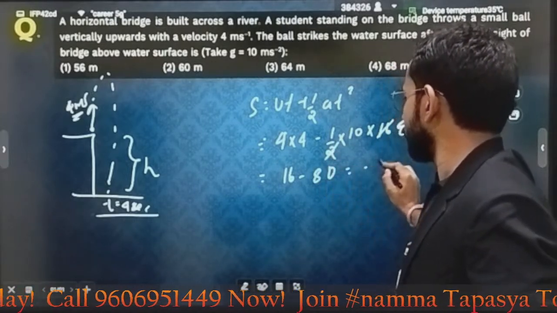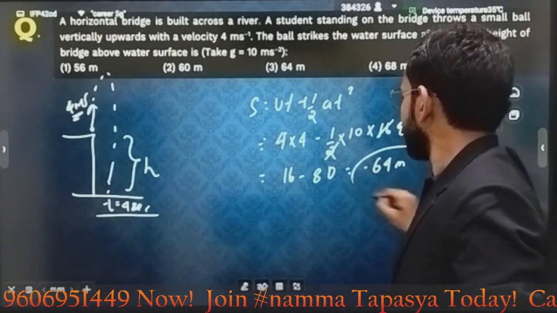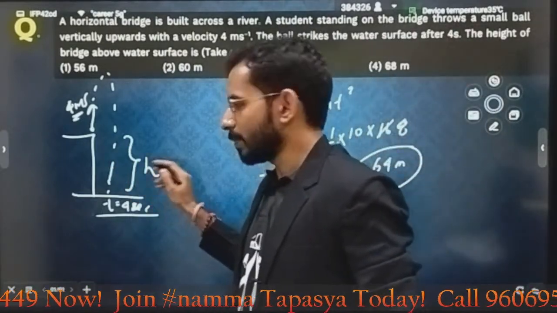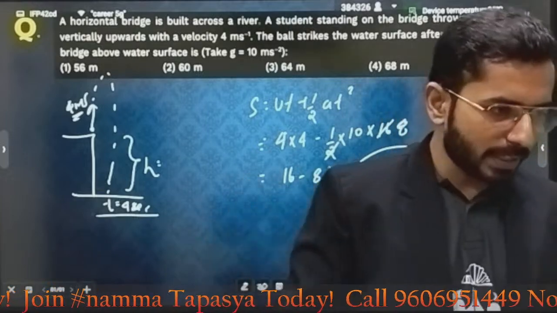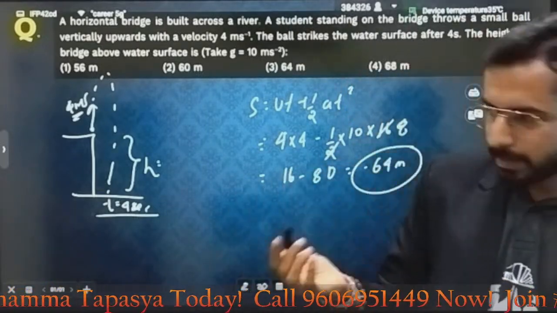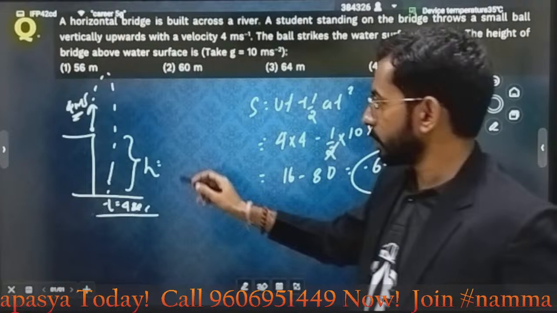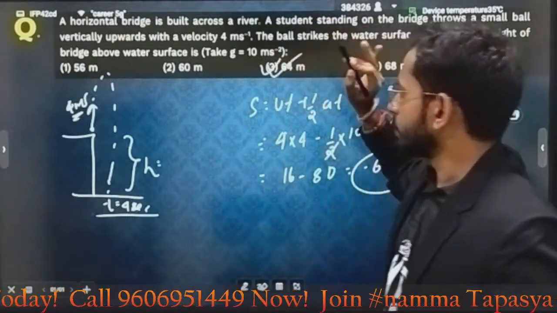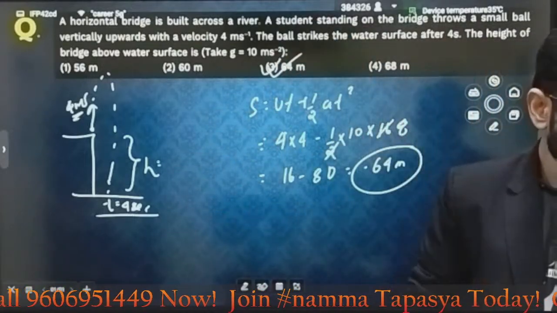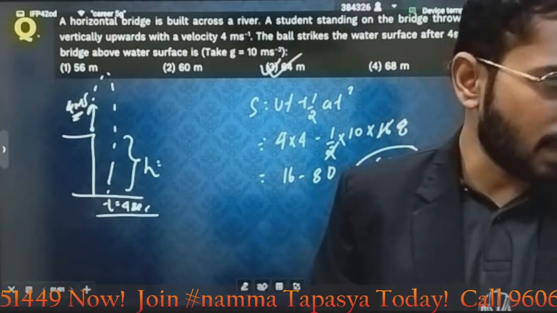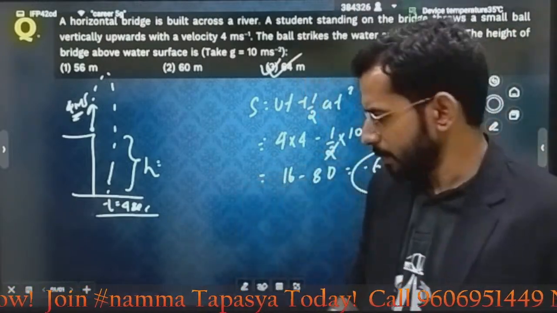That means displacement will be minus 64 meter. The minus represents that it is going in the downward direction, the net displacement. That's why it is minus. If you want to calculate the height, it will be 64 meter. Option C. Correct? A basic standard class example, I would say. Simple.